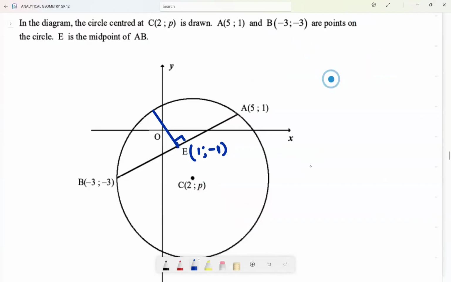And then it's easy. Let me just find the gradient. I can find the gradient of AE, the gradient of AB or the gradient of EB. Guys, the gradient on the same line is the same, irrespective of which line you use. So I'm going to use the gradient of AB. Gradient of AB is going to be negative 3 minus 1 divided by negative 3 minus 5, which is negative 4 divided by negative 8, which is half. Okay? And then I know that the gradients of a line and a perpendicular line multiply to equal negative 1. So it means the gradient of the perpendicular bisector.